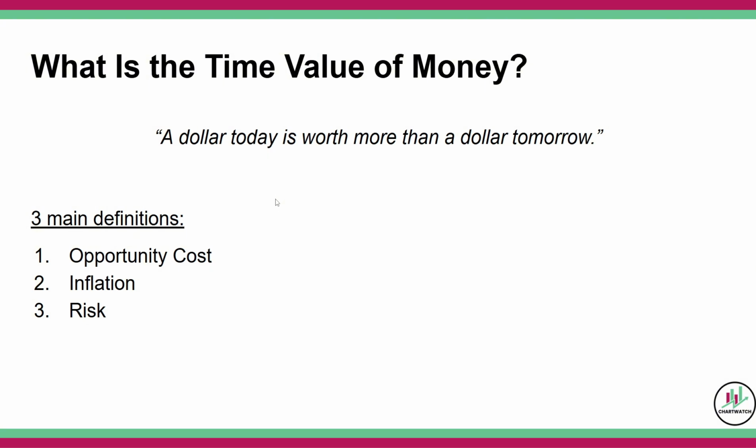So what is time value of money? The time value of money means $1 today is worth more than $1 tomorrow. You could think of it this way: if I offered you $1,000 now or $1,000 in 1 year from now, which one would you take?